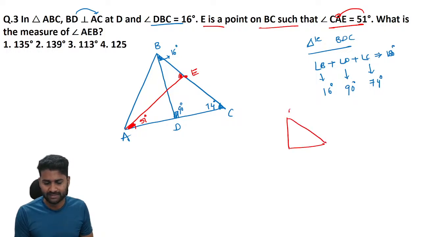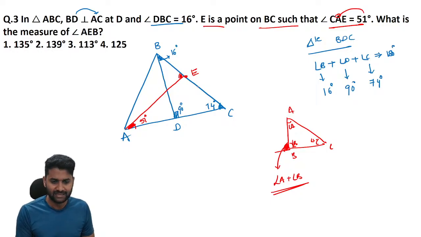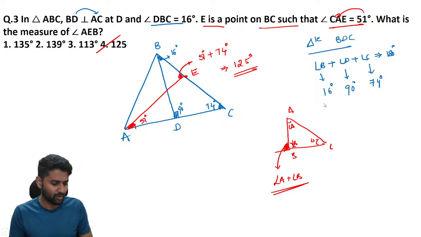Remember guys, let us take the triangle ABC. Here the angle A, angle B and angle C. So the exterior angle at any point is equal to the sum of the opposite interior angles. In the same way, this angle is equal to 51 degrees plus 74 degrees. Now the value becomes 125. So these are the basic properties. Once you are good at properties, you can solve any question in geometry.